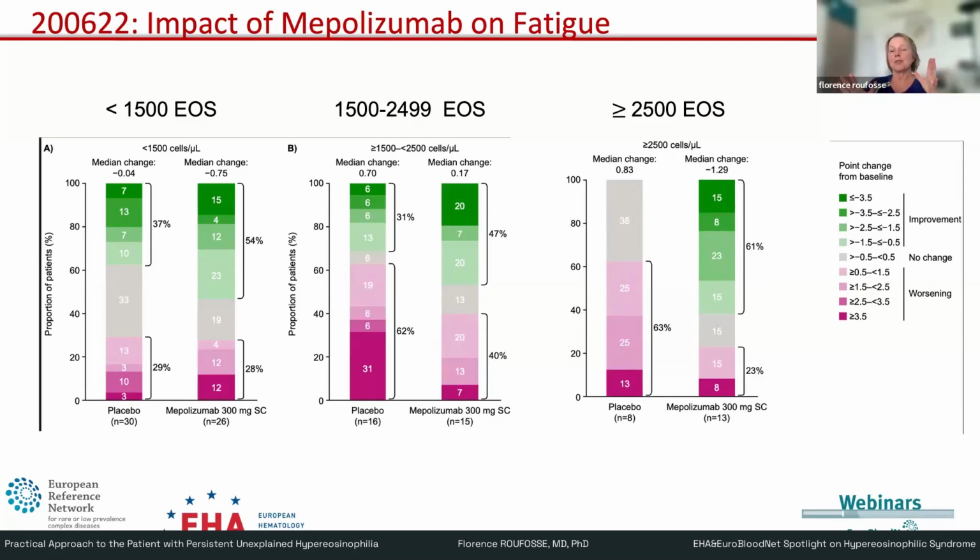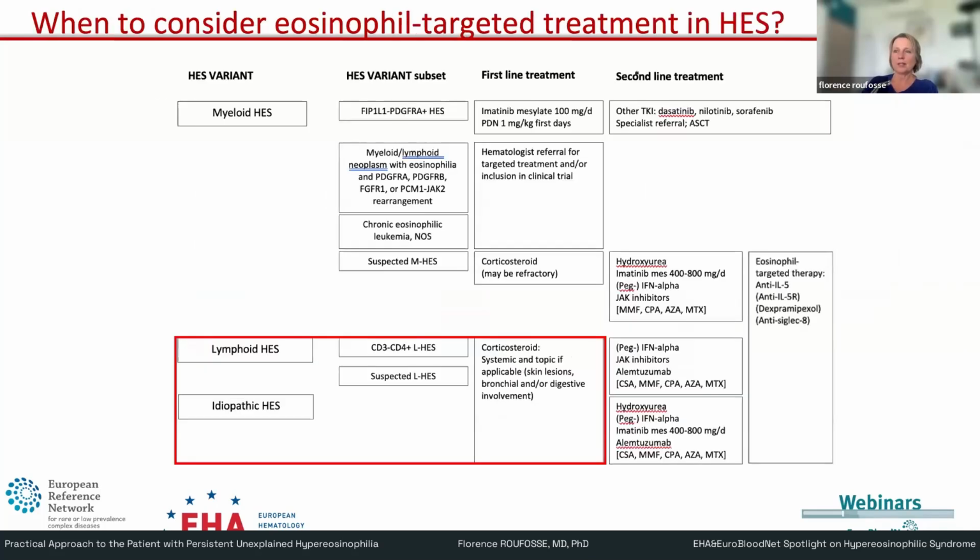And that's amazing because that's really something that's difficult to see over only 32 weeks in a clinical trial, comparing two drugs in a chronic inflammatory disorder. I find this a really, really amazing outcome of this trial. So coming back to the figure I showed you before, when should you consider eosinophil-targeted treatment in hypereosinophilic syndrome?